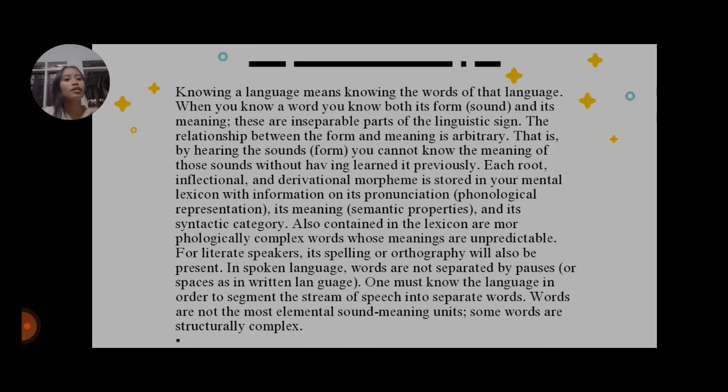In spoken language, words are not separated by pauses or spaces as in written language. One must know the language in order to segment the stream of speech into separate words. Words are not the most elemental sound-meaning units. Also, some words are structurally complex.